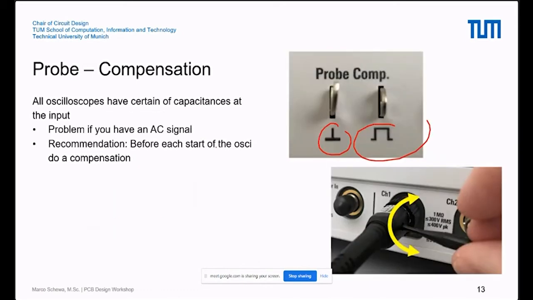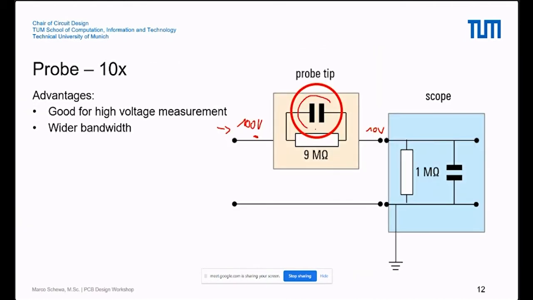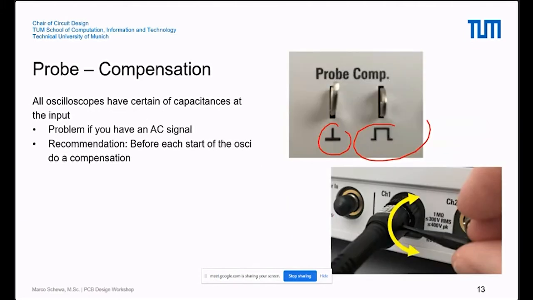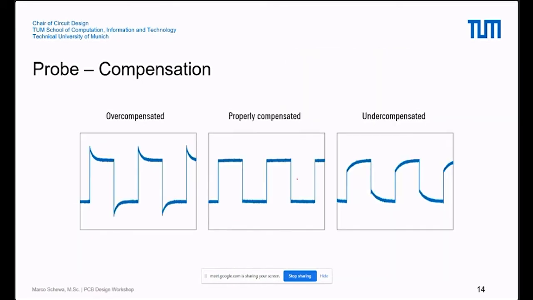Because what you are doing here is to change this capacitance here. If your probe is uncompensated, then if you put your probe here, you will not see a good clock signal, you will see something like this. So you can also see here, this is undercompensated, this is overcompensated.